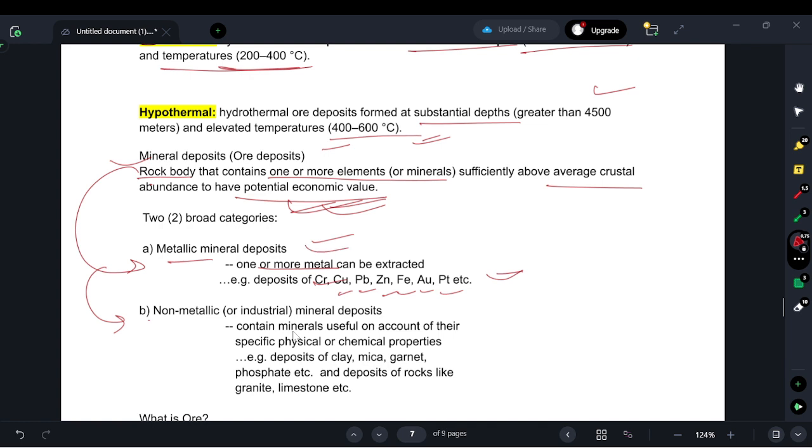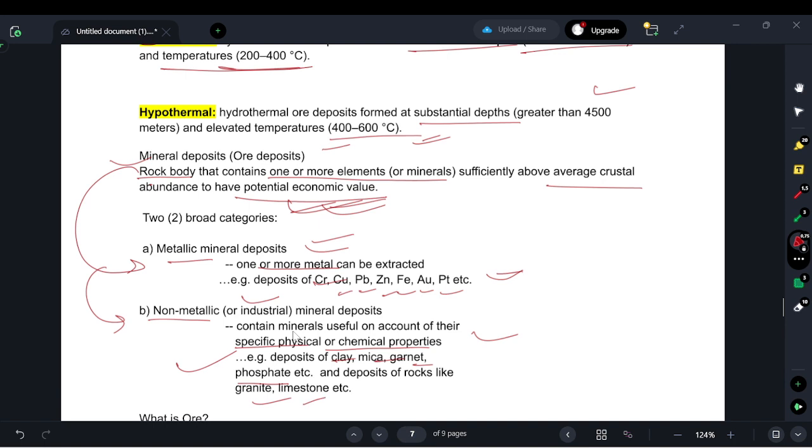Now what is a non-metallic mineral deposit? You can call it an industrial mineral deposit. These are those minerals which are useful for their specific physical or chemical properties. For example, we have clay, mica, garnet, phosphate, etc. Deposits like granite are also industrial deposits.